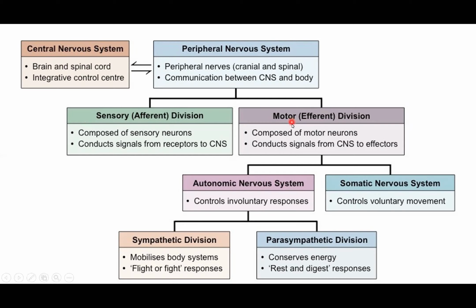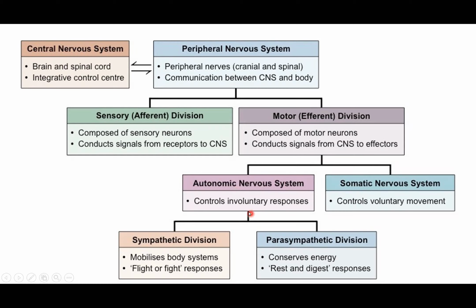And then the motor division is going to be composed of motor neurons, which takes signals from the brain and the spinal cord and delivers them to effectors. And the effectors are going to be either muscles or glands. And this motor division, as I stated on the last slide, is going to then further subdivide into being either somatic motor, which would be our voluntary movement, like picking up that glass of water that you want to drink. And then also the other division is the autonomic nervous system, which is our involuntary responses.